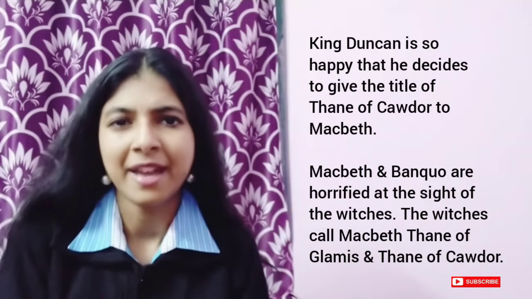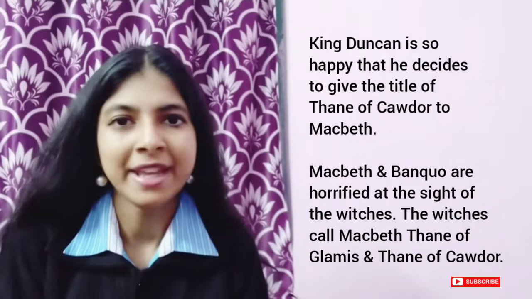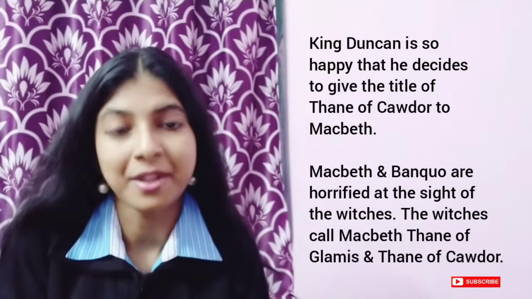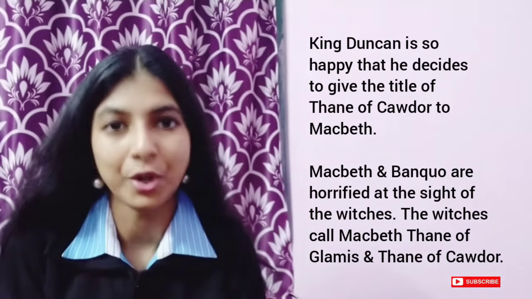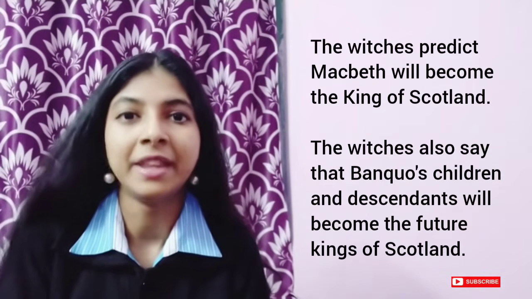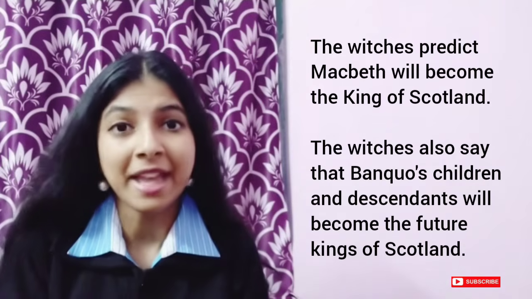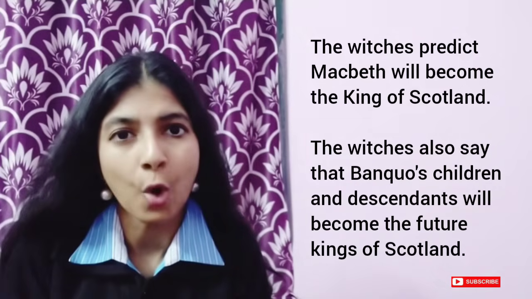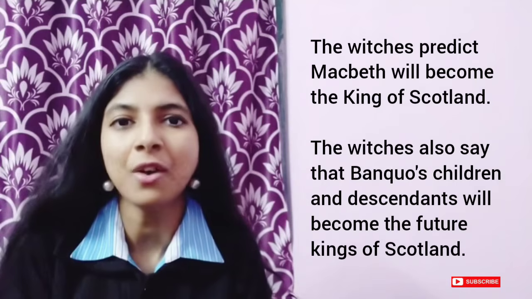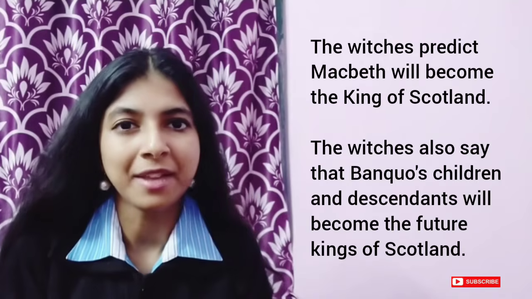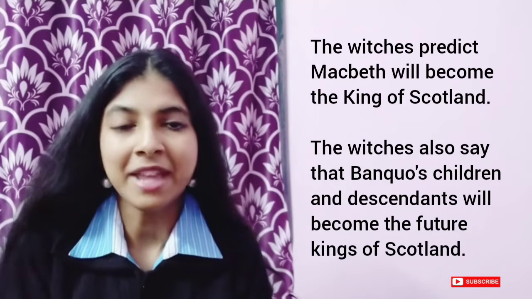Macbeth is surprised at the second title because he had not yet received the news that King Duncan has decided to make him the Thane of Cawdor. The witches also tell Macbeth that one day he will become the King of Scotland. Then the witches turn their attention to Banquo and tell him that although he will never become the King of Scotland, his children and descendants will be the future kings of Scotland. Then the witches vanish from the battlefield.